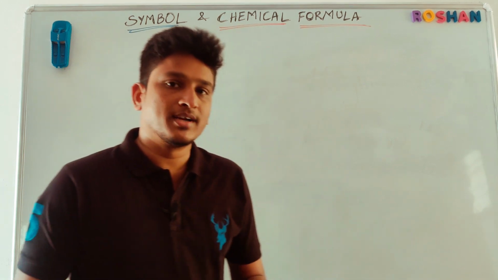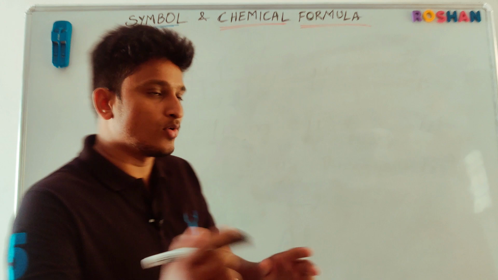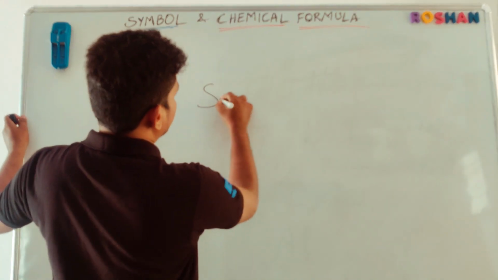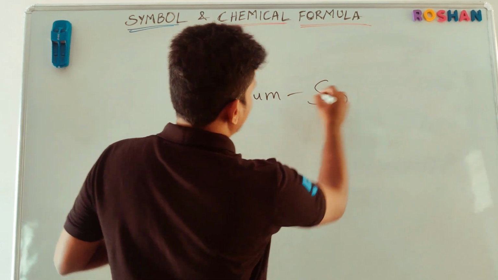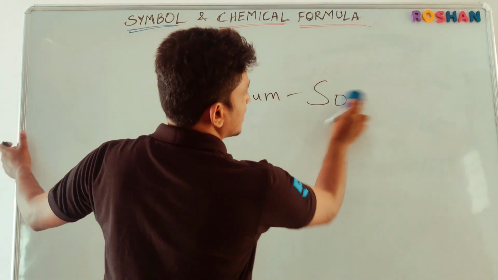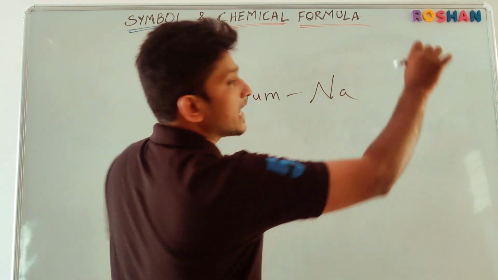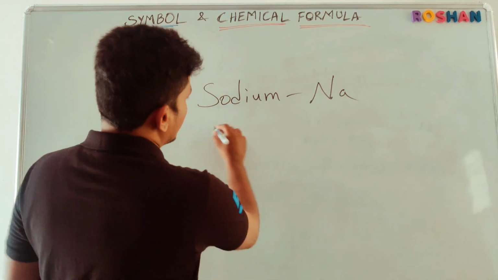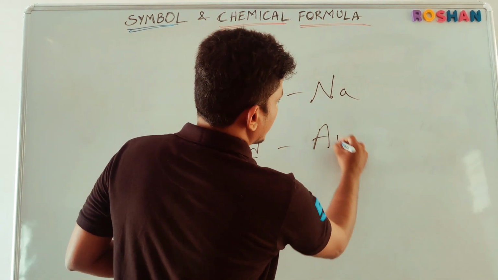But for some elements, the symbol is not coming from the element's name. For example, sodium. What is the symbol of sodium? Is it SO? No, wrong. Is it S? No, S means sulfur. Then what is the symbol of sodium? The symbol of sodium is Na. Why is it Na? Gold. Is it G or GO? No, the gold symbol is Au.